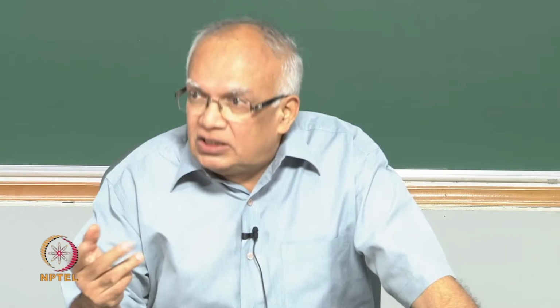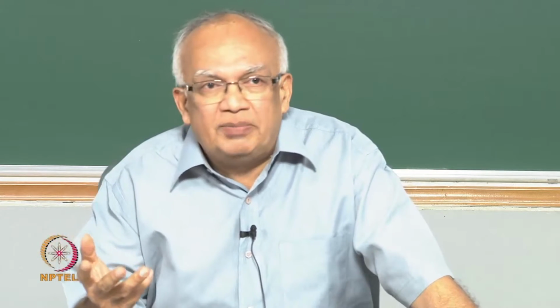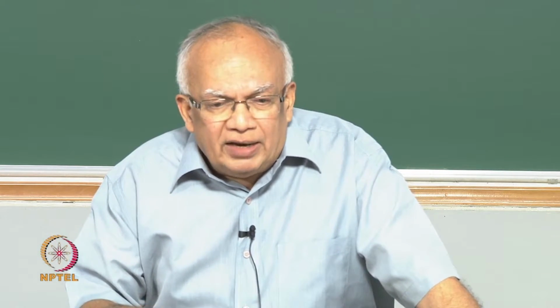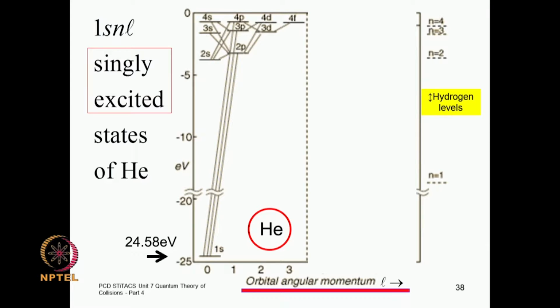So, this is a 2 electron system. 2 electron is the smallest many electron system. So, it is best to develop the formalism in terms of a 2 electron system, and I will spend some time at the beginning of today's class to discuss the helium atom spectrum.